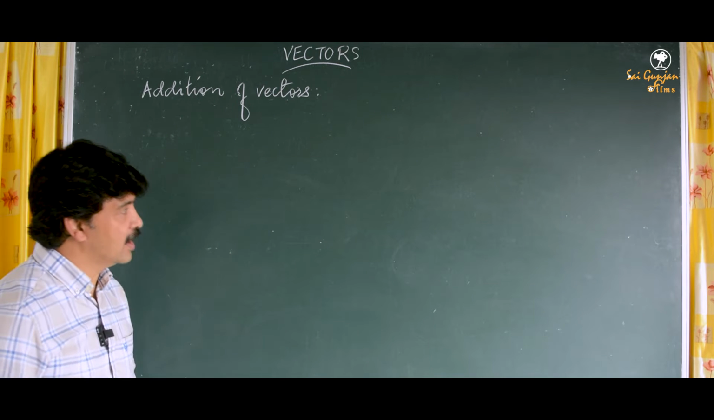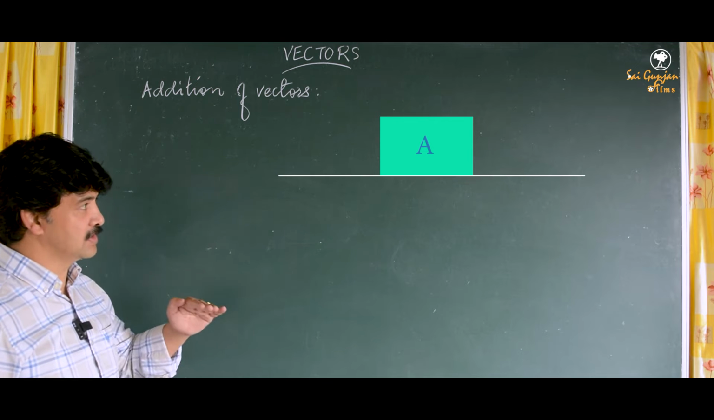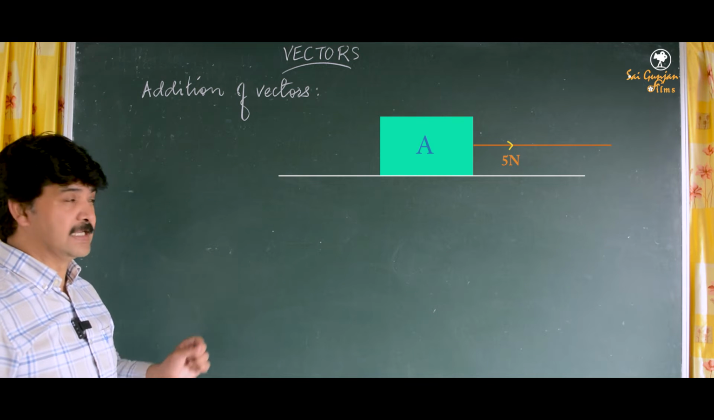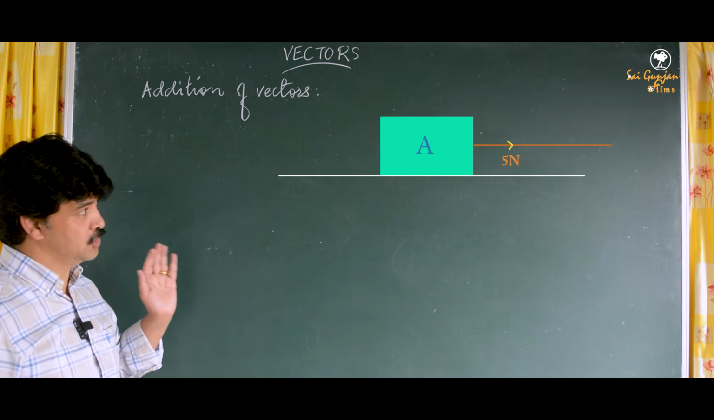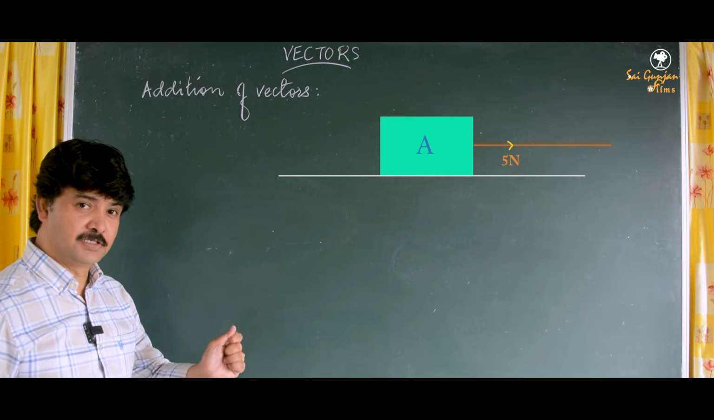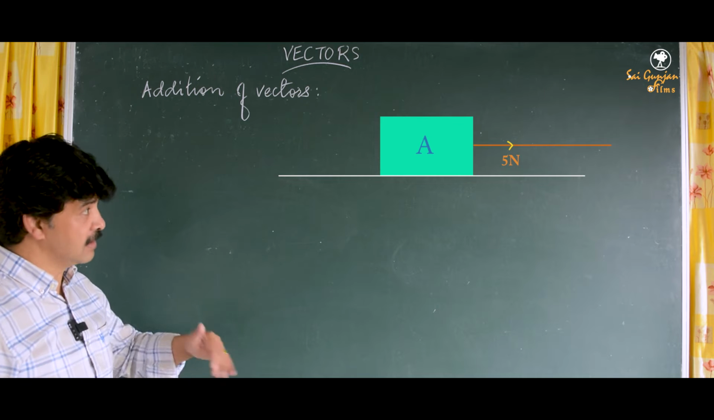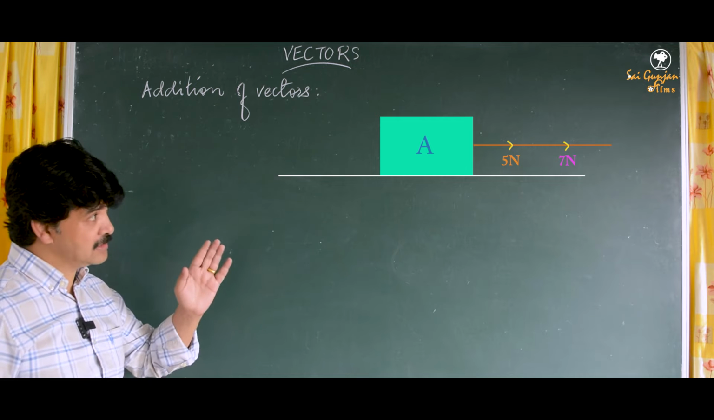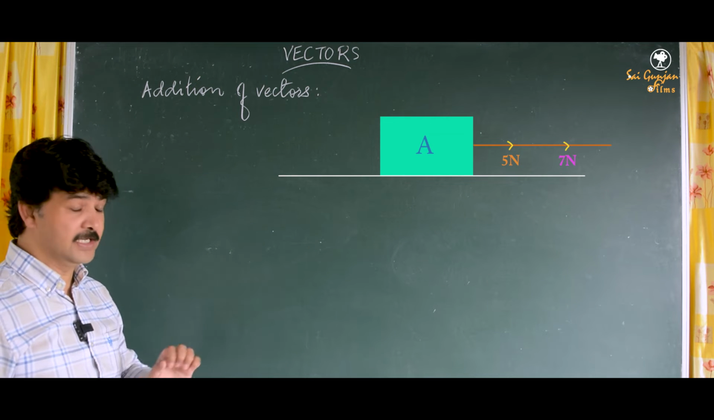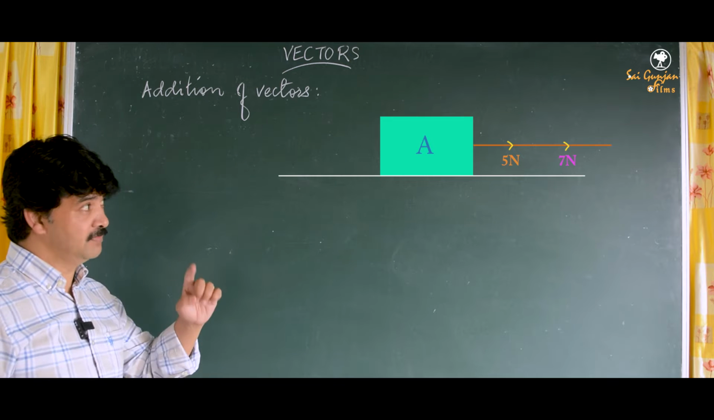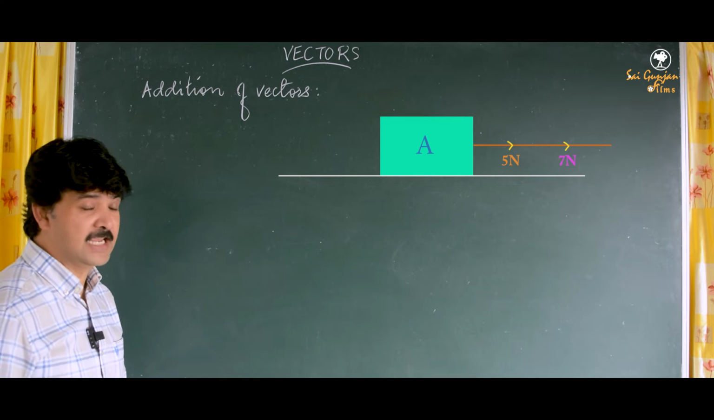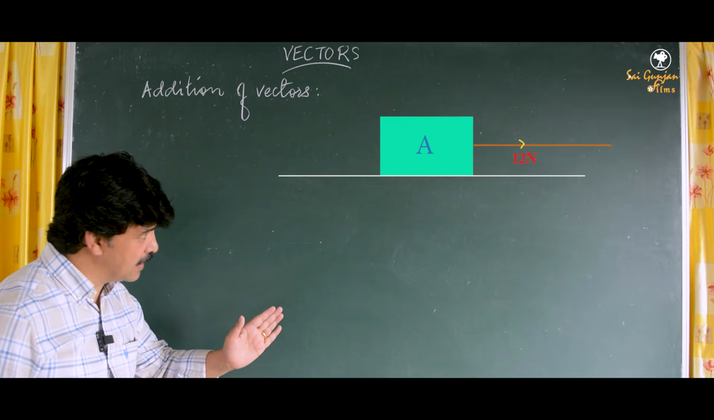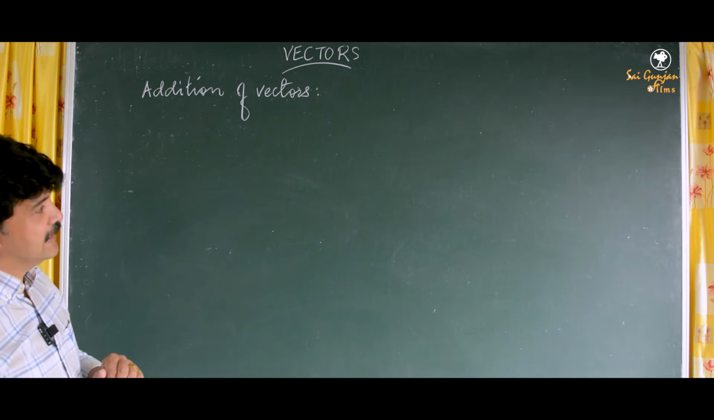There you see an object A lying on a horizontal floor. A force of 5 Newton is applied to drag the body towards your right with the help of a thread. Let's say another force of 7 Newton is applied in the same direction, that means on the thread towards your right, to pull the object. So what will be the total force applied on the body A? It will be simply the sum of 5 and 7, isn't it? That means 12 Newton.